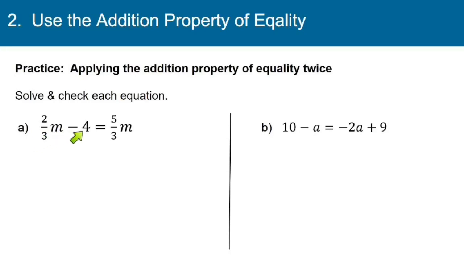We'll look at 2/3 m minus 4 equals 5/3 m. All we need to do to eliminate this m term is subtract 2/3 m from both sides. So that's going to give us on the left 2/3 m minus 4 minus 2/3 m. The m terms will add up to 0 and the left side will be -4. On the right side, 5/3 m minus 2/3 m is going to be 3/3 m, which reduces to 1 m. So now we have m equals -4.